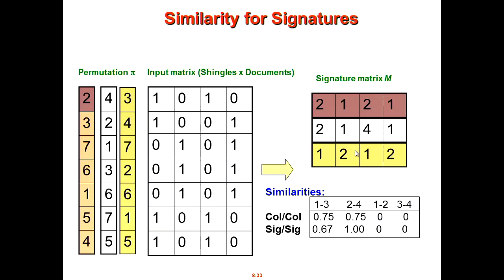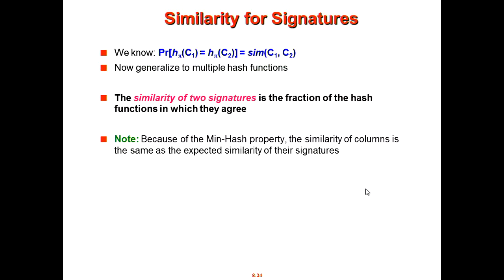So now we can use a much smaller signature matrix to do the similarity computation, instead of the original set similarity or column similarity, to find similar pairs. So that's the Min-hashing technique.